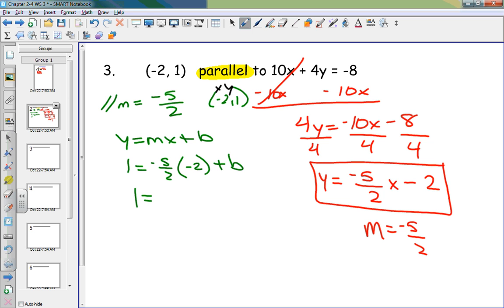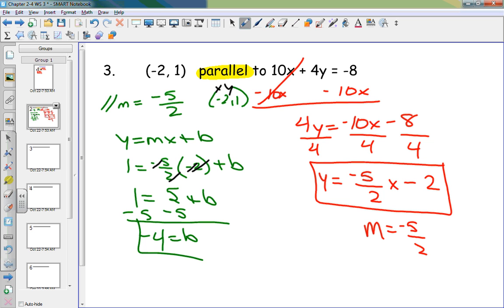It becomes a positive. What happens to my 2's? They cancel out. So I'm left with a 5 plus b here. What do I do now? Subtract that. Subtract the 5. Negative 4 is equal to b. So now I found b.